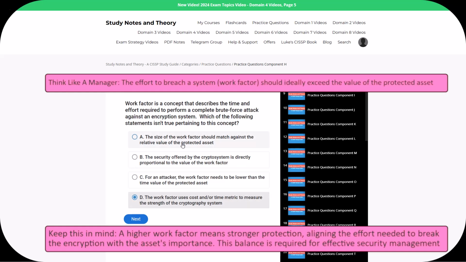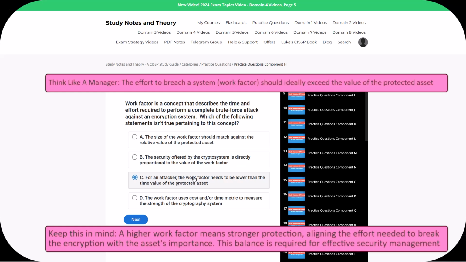Which one's the answer? I'm going to say the security offered by the crypto system is directly proportional to the value of the work factor. But the question is asking which of the following statements isn't true. Which one isn't true? Security system is directly proportional, okay, that is true. Size of the work factor should match against, that's true. The work factor needs to be lower than the time value. Oh, this isn't true. It's choice C.